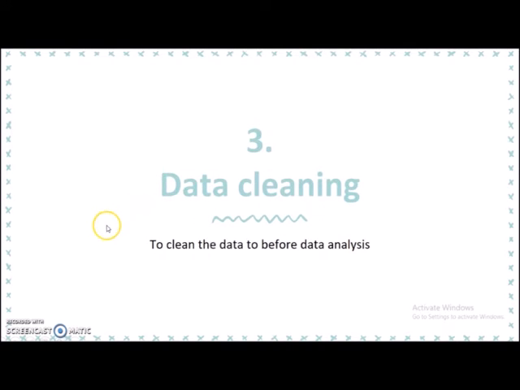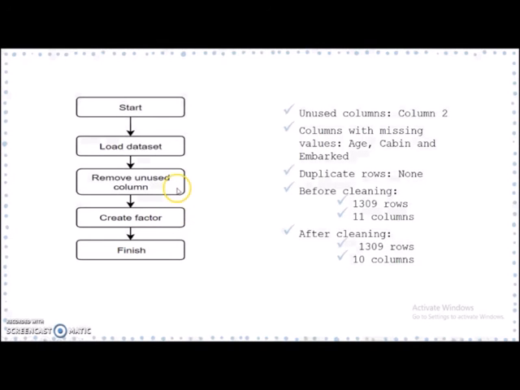Data cleaning is to clean the data so that it will be suitable for analysis. These are the data cleaning steps for our project. As you can see here, we started with loading the dataset into R, followed by removing unused columns. In our case, we remove column 2, which is the survived column, as that is what we want to predict.